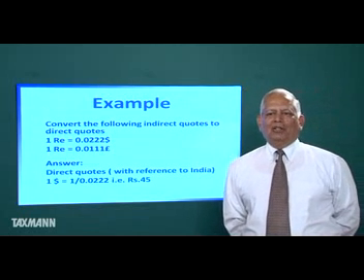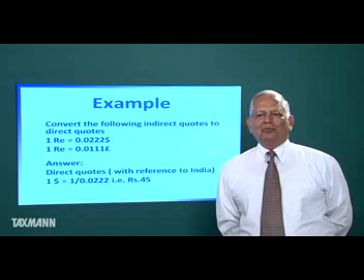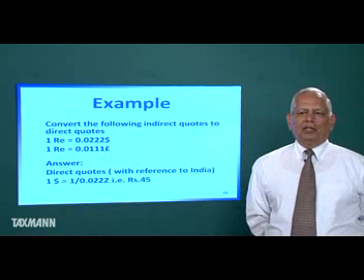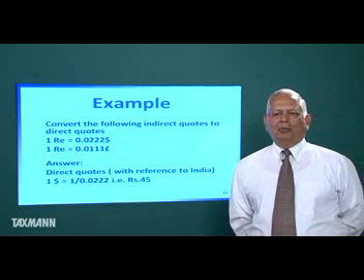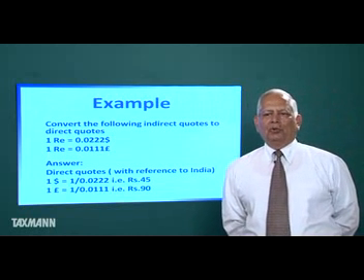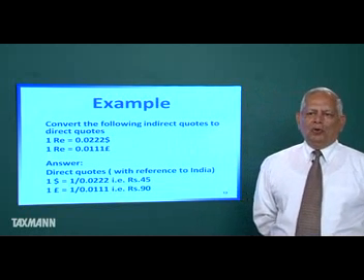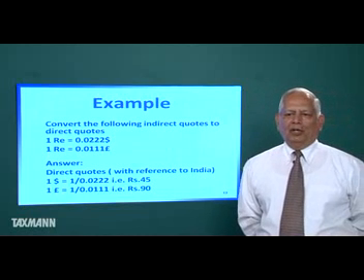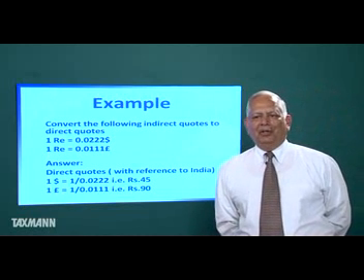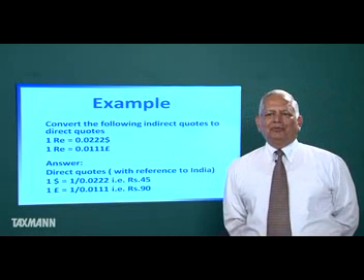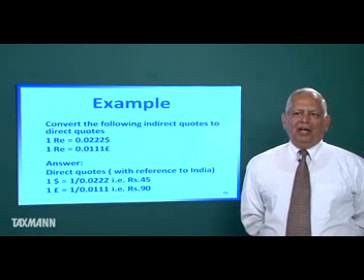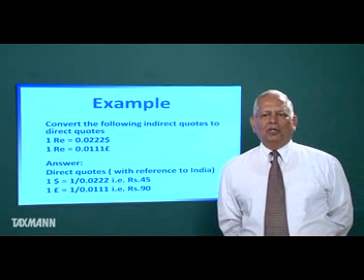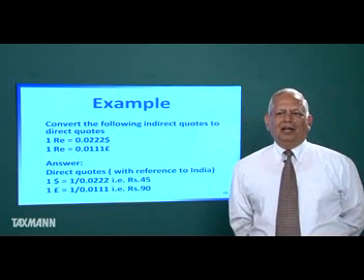So what is $1? $1 is equal to 1 upon 0.022 rupees, that is rupees 45. Similarly, 1 pound is equal to 1 upon 0.011, that is rupees 90. So what is the conclusion? We can convert a direct quote into indirect quote and indirect quote into direct quotes just by taking the reciprocals.